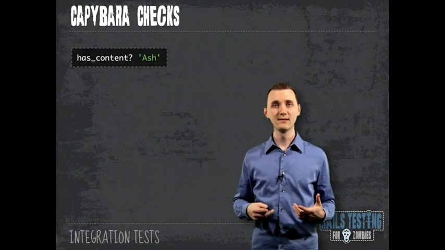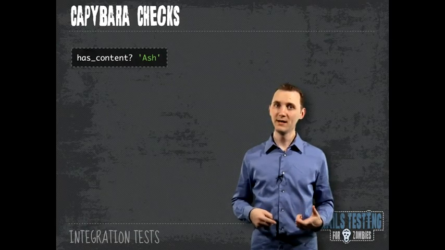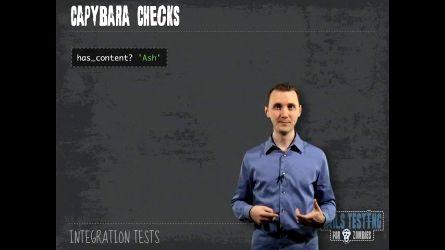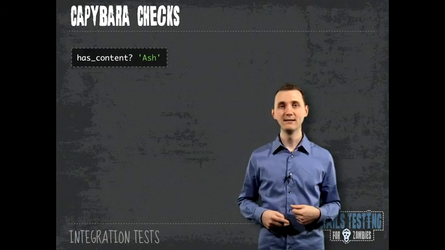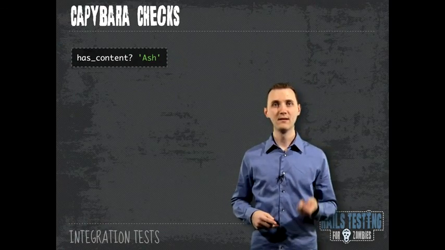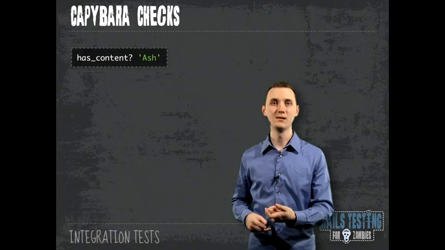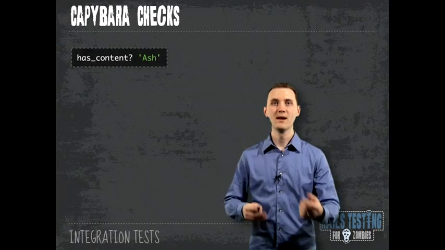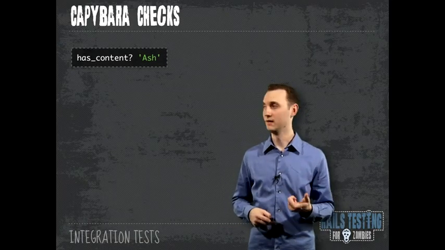Well, just like everything else, hasContent is a method provided by Capybara to help us with our testing. In this case, hasContent takes a parameter, which is text, that we're trying to check to make sure is on the page. It's going to return true or false. And it's going to make sure that it's visible text on the page as well.